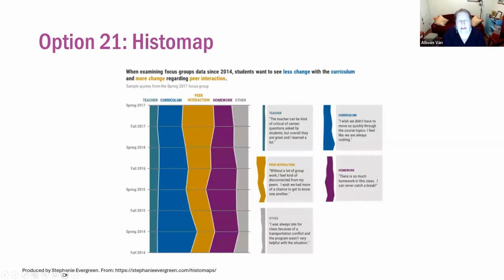Okay, histomaps. So a histomap is available if you have repeated engagement with a group for at least 3 time periods. It's certainly better if you have more. And you can be able to show people's experiences over that time. So they want to see less change in the curriculum. Yep, than they used to. And they want to see more change regarding peer interaction than they used to. Yep, I see that too. And then you've got your little quotes.